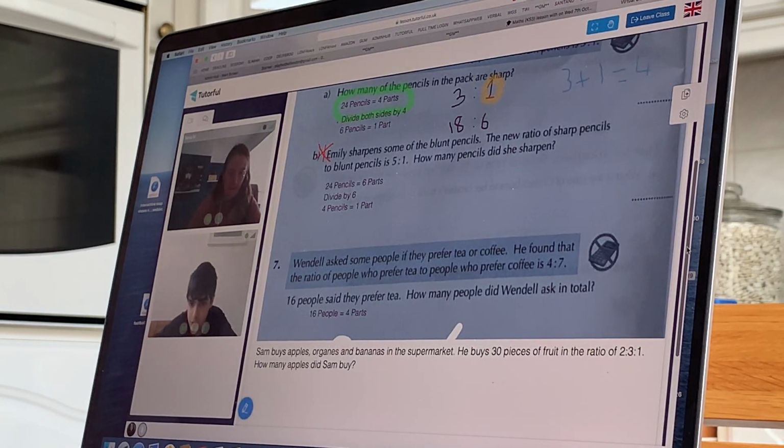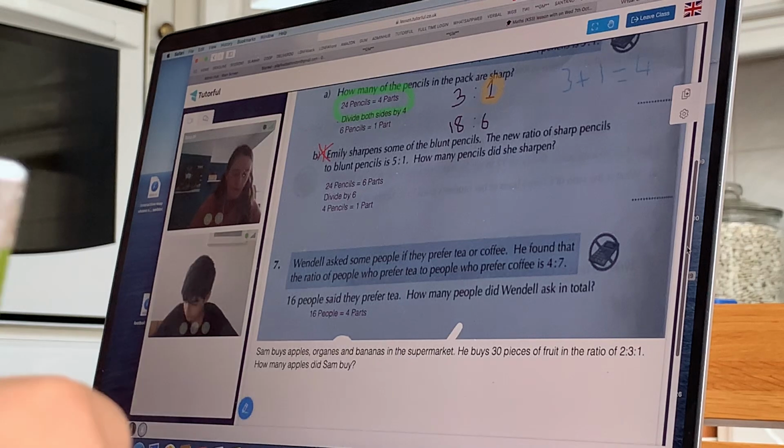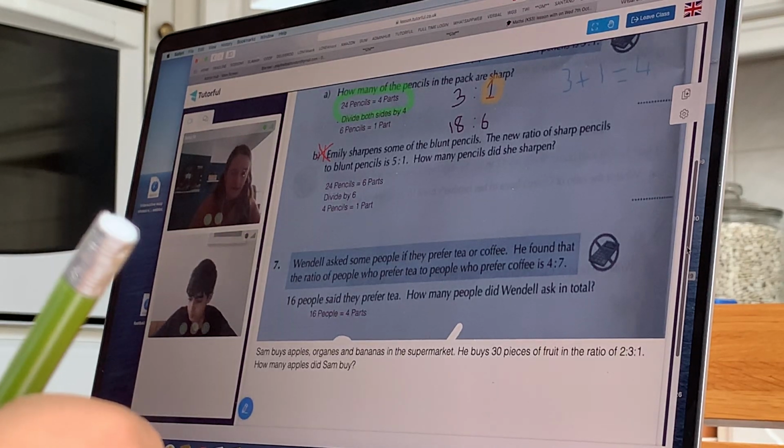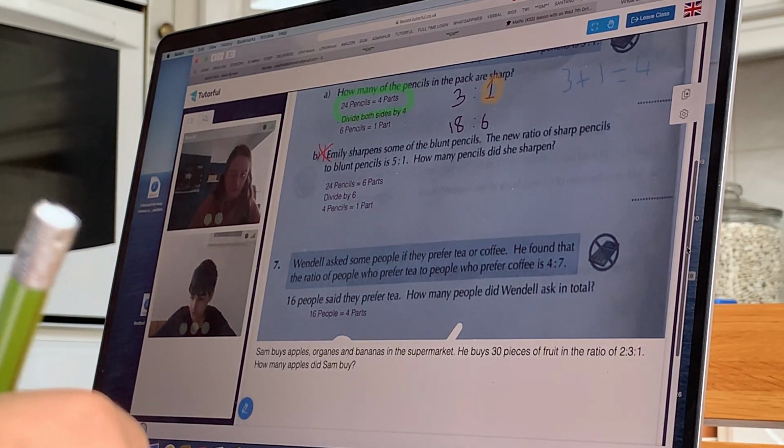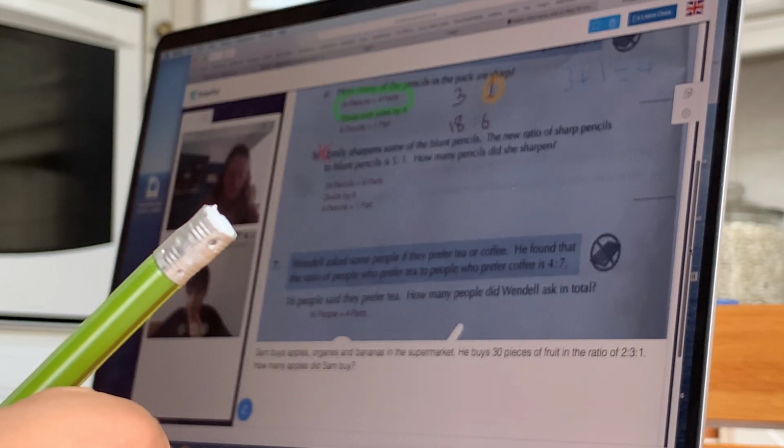So he buys 30. Wait, so 6. We have to add up to 30. So 6 times 5 is 30. Yeah. So if we divide both sides by 5, we get 5 pieces of fruit equals 1 part.